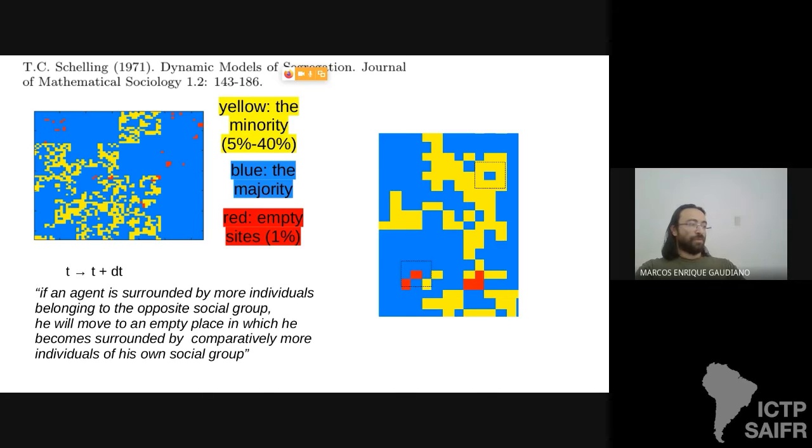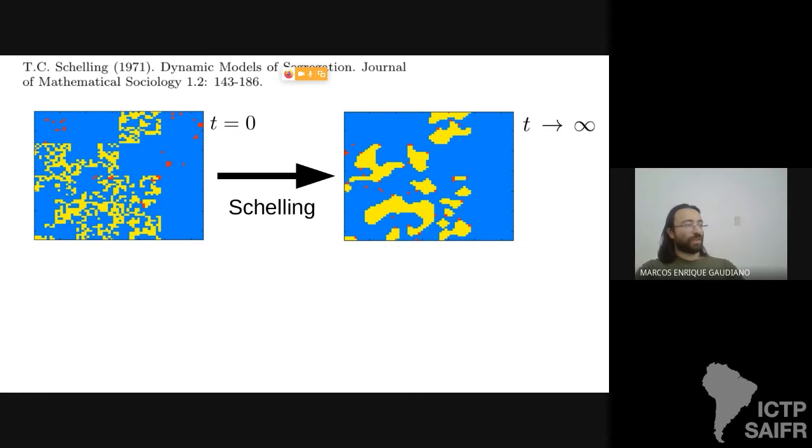The system evolves according to Schelling's rule. If an agent is surrounded by more individuals belonging to the opposite social group, he will move to some randomly chosen empty place in which he becomes surrounded by comparatively more individuals of his own social group. As time goes by, the system will converge to a final and stable configuration of pixels. Well, at least it is widely known that this happens for random initial conditions.